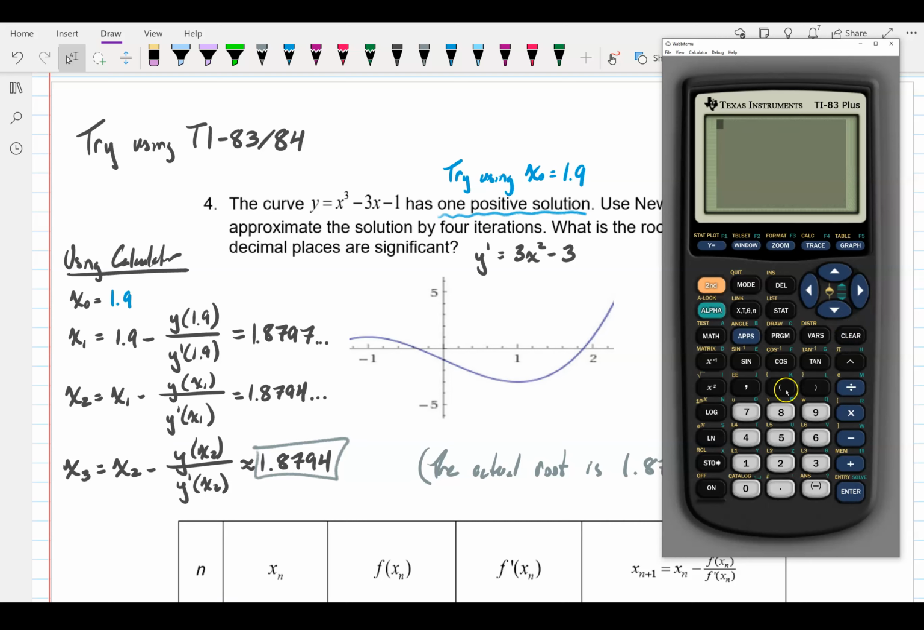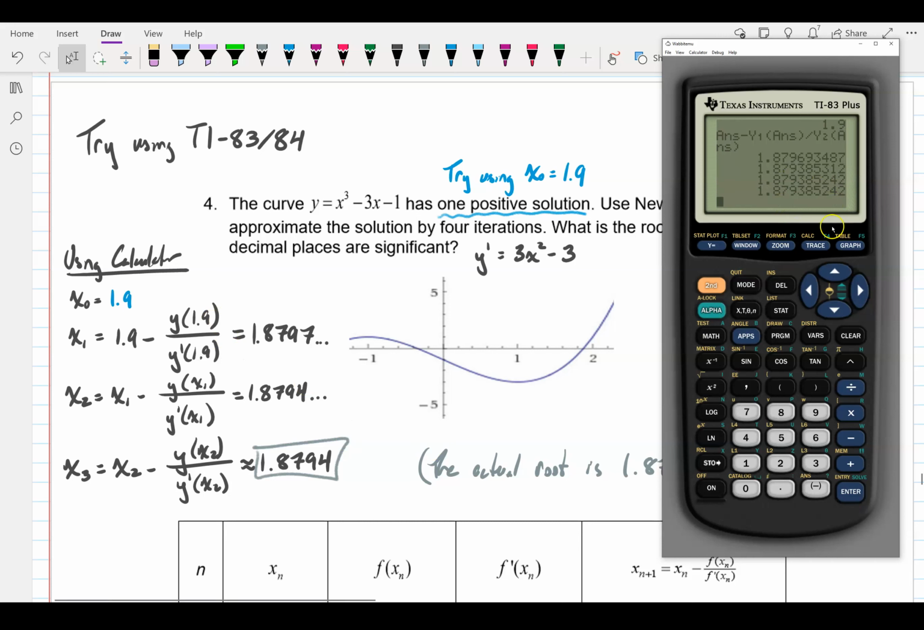So let me just remind you what I did. 1.9. And you say answer minus, call your function at the value divided by your derivative at the value. Enter, that's your first better guess. Press enter again, that's your next. Enter again, that's your next. You can go on forever.